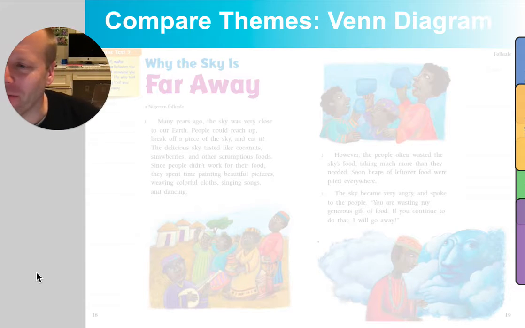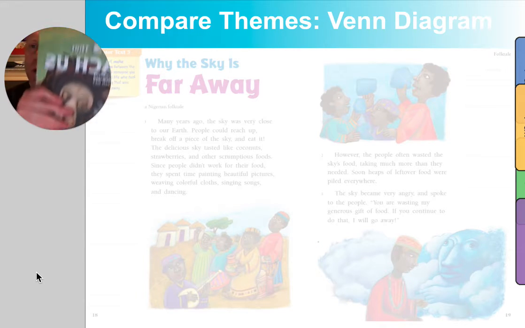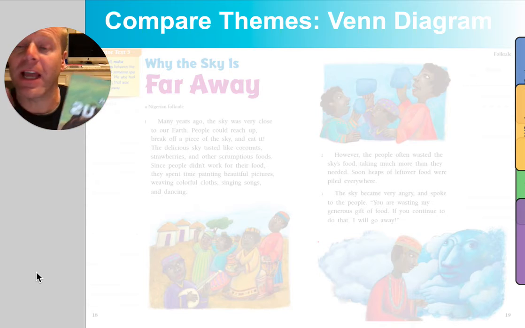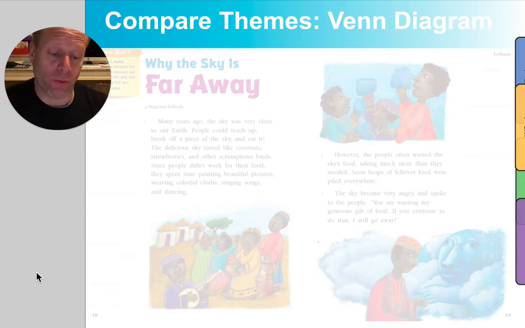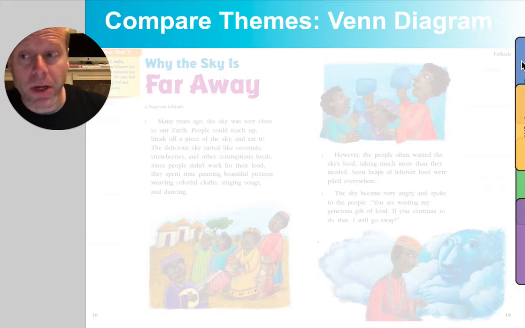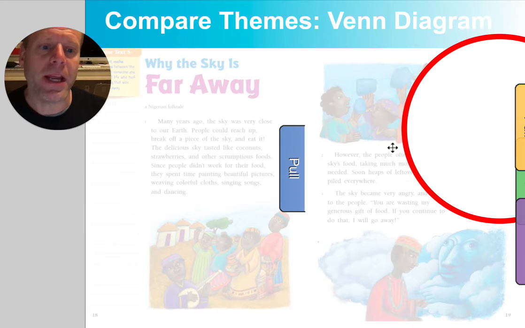Everyone. All right, well, we're at the end of our unit on folk tales, and I thought it would be kind of fun, now that we've read all the folk tales in this book, to talk about how the lessons they teach us might be the same, or in some cases different. And in order to make those comparisons, we're going to use something called a Venn diagram. Now, some of you, this might be a new idea, so let's just take it easy here, and we are going to talk about what a Venn diagram is.